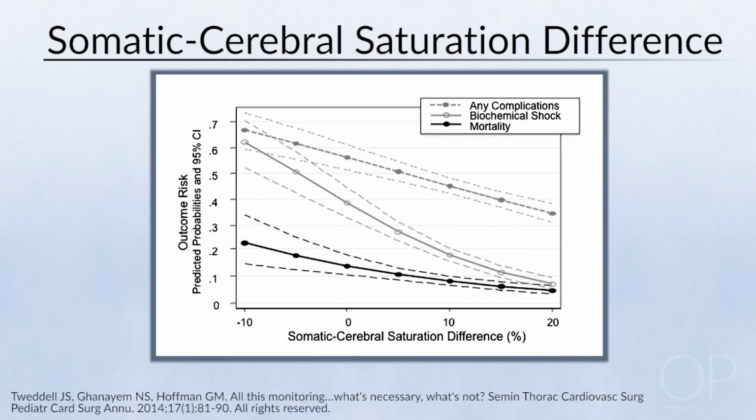Now, when the difference between the somatic and the cerebral oxygen saturation starts to decrease and approaches the same saturation as the cerebral oxygen saturation and falls below cerebral oxygen saturation, as shown by the solid gray line, which represents biochemical shock, as the somatic cerebral saturation difference decreases, you get progressive increases in tissue lactate, and hence measured lactate, and significant decreases in mixed venous oxygen saturation to the anaerobic and below the anaerobic threshold.